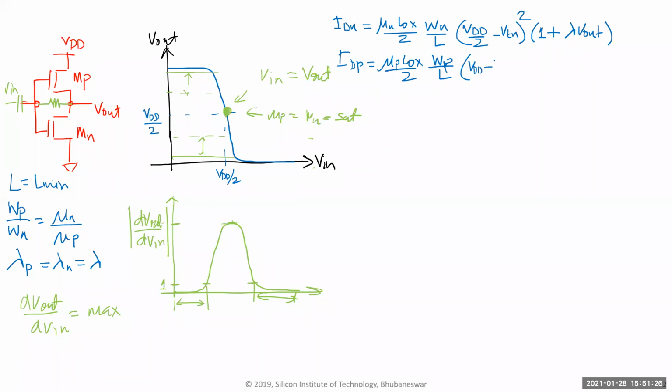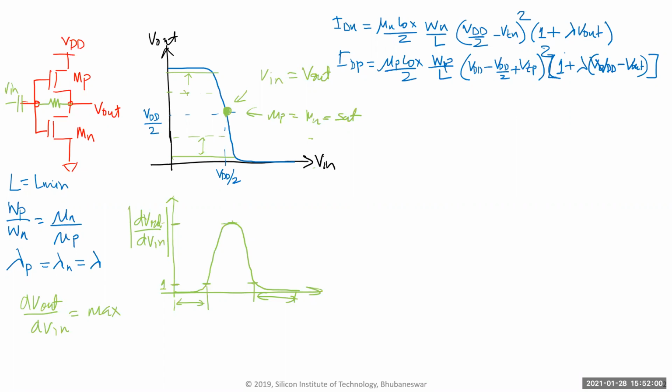VDD minus (VDD/2 plus VTP). Yeah, you can do minus modulus of VTP, or let's keep the signs as they are for now. And then (1 plus lambda V out), VDD minus V out, right? That's your VDS. Sorry, square. Okay. So these are the two currents, and obviously they're equal because there's no other current flowing through.